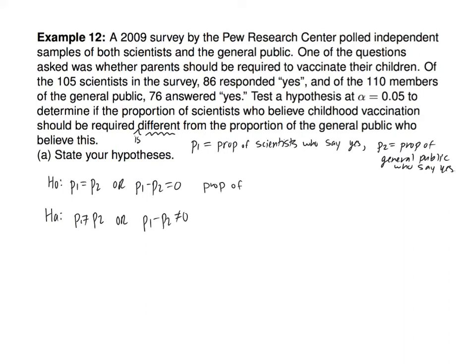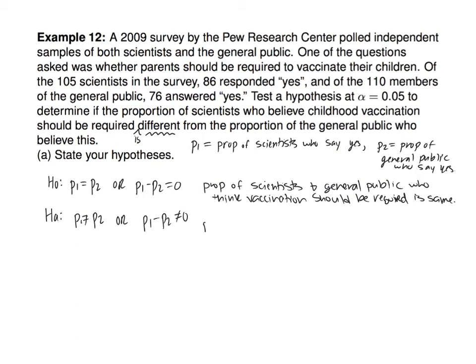So the proportion of scientists in the general public who think vaccination should be required is the same. And this says that the proportion of scientists and general public who think vaccination should be required is different.